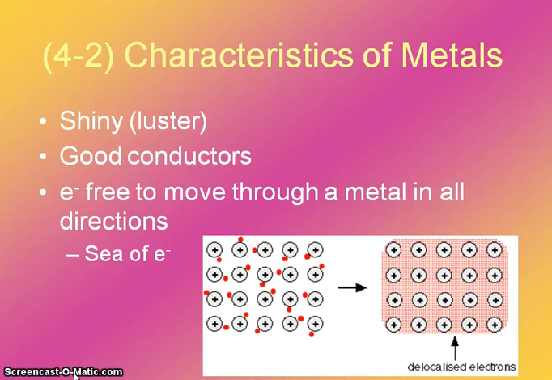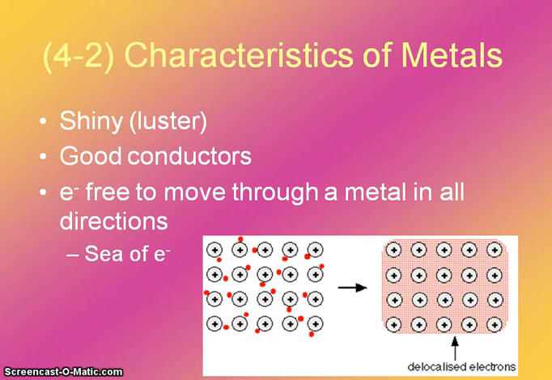Chapter 4, Section 2 talks about the characteristics of metals. So we've mentioned a little bit in the first section about this, but metals make up the majority of the periodic table, so they're pretty important. They have a shininess to them, or a metallic luster, it's called.